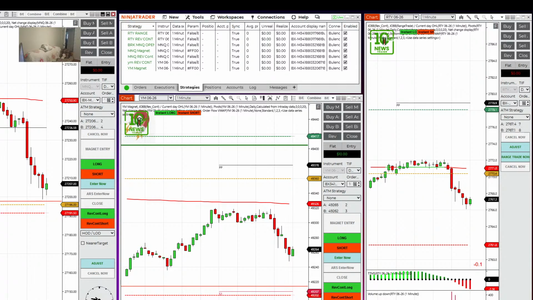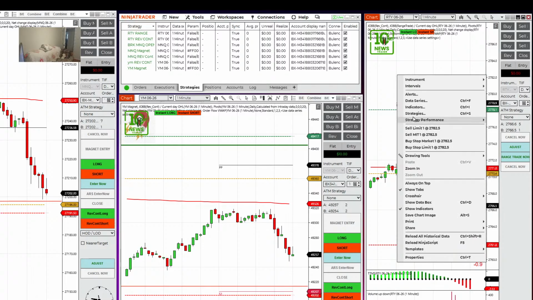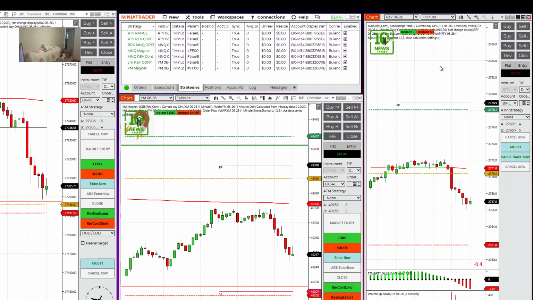Now you can put a magnet on the RTY as well to watch for signals. This morning we're not going to have time because we have Canada, so I'm not even going to put it on this morning. We've got a reverse continue, we've got our range. Once the market is done opening, we're going to pivot right to Canada because there is a 9:45 rate statement for Canada.